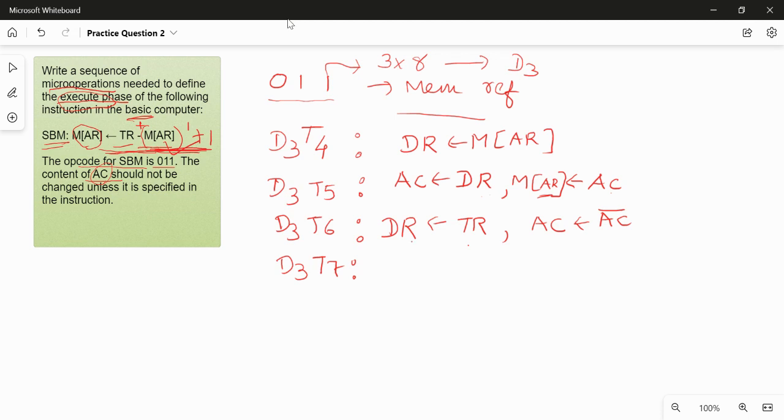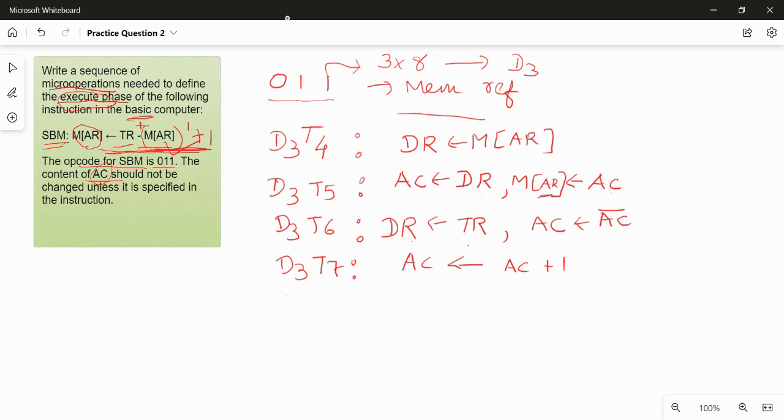Now your first operand is available in DR, and you have already found one's complement of the subtrahend. You have to add 1 to this one's complement value to make it two's complement of the subtrahend. We cannot initiate any other operation during this time because the adder and logic circuit will not be used here. Actually, this increment can be done by enabling the increment control input of the AC register.